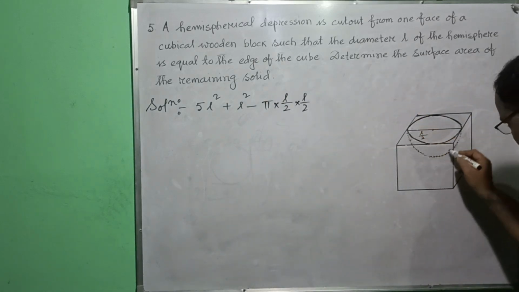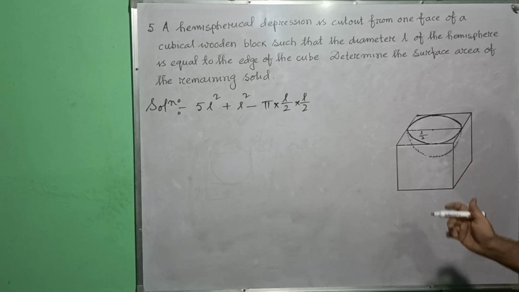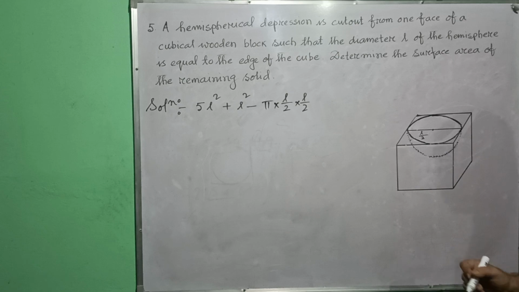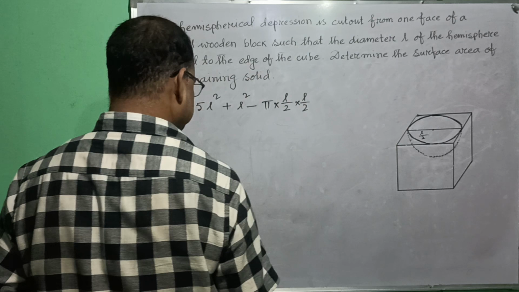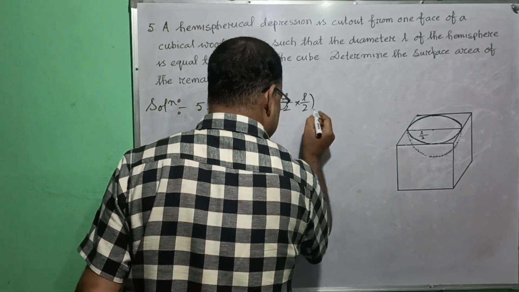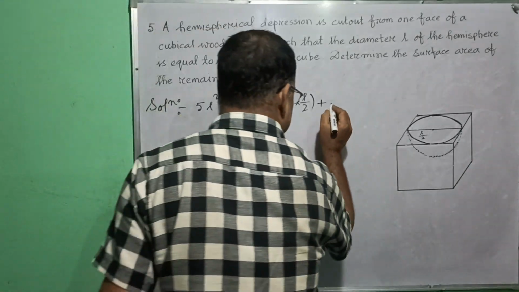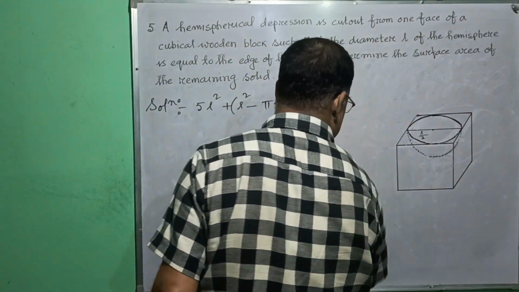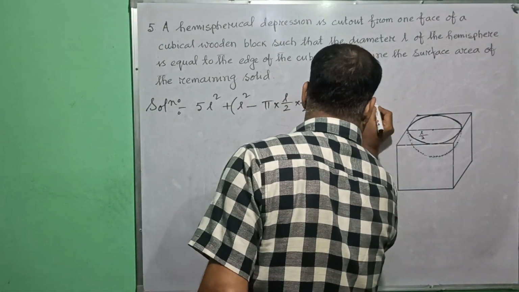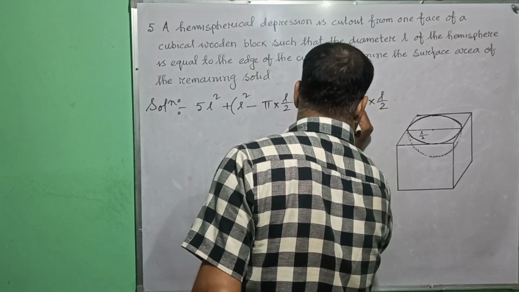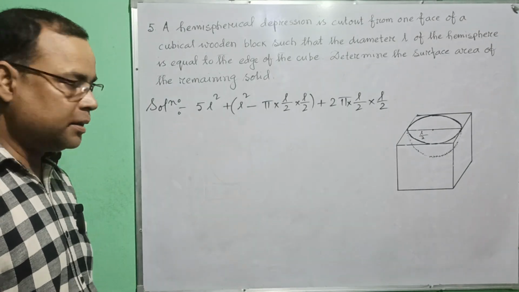Now the depressed part is like a curve of the hemisphere. So we will write the curved surface area of the hemisphere. Let it be in the bracket, plus. The curved surface area of the hemisphere is 2 pi r square. So r is equal to L by 2, so here also L by 2 into L by 2 into 2 pi. So this is our total surface area of the remaining solid.